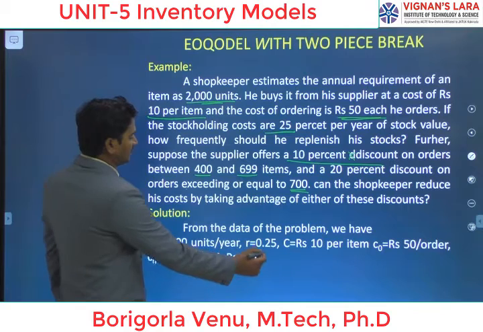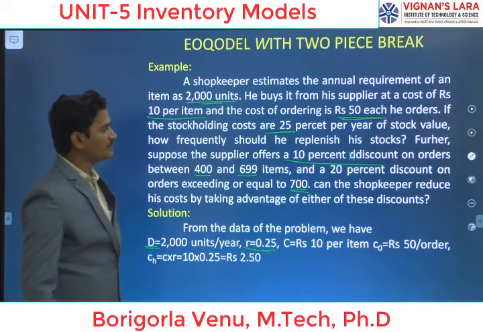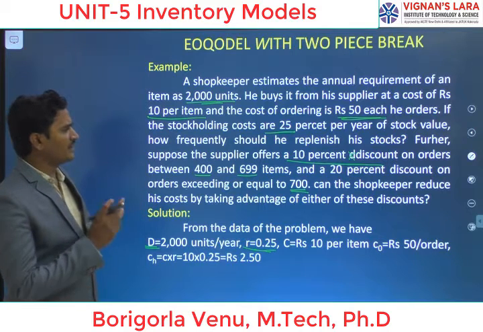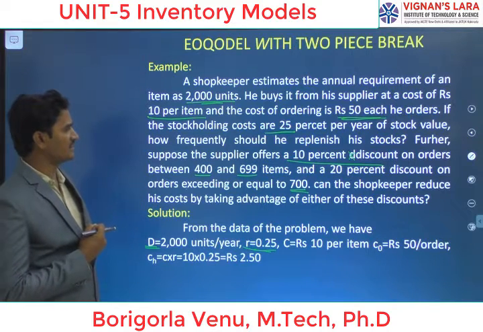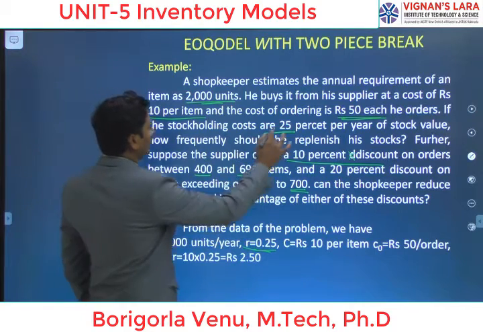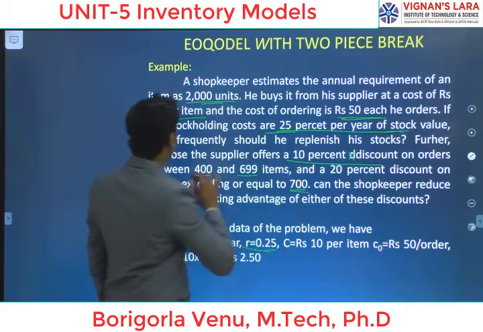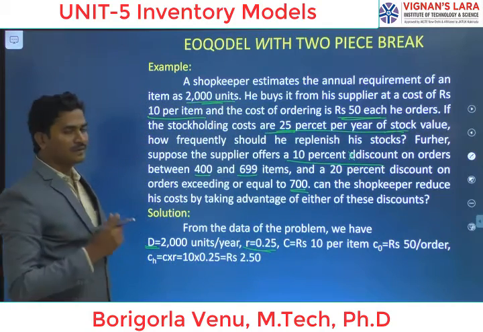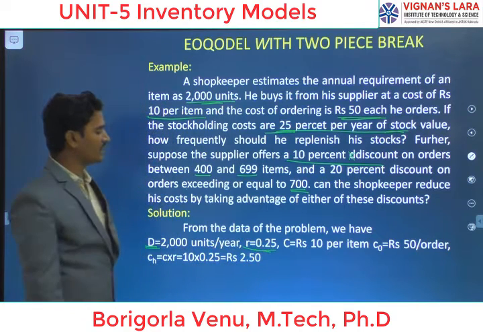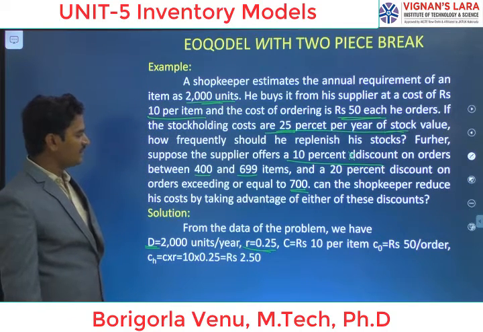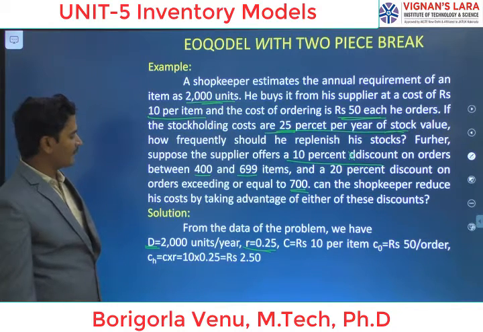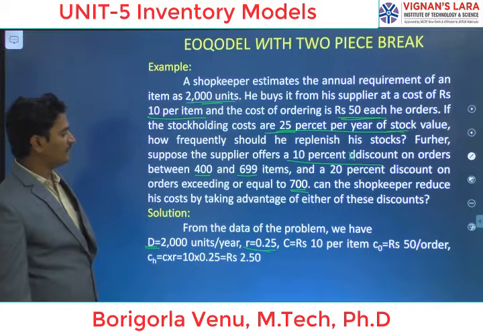Okay, after that he is going to consider the supplier discount factor. Here the stock holding cost is 25% per year of stock value. Here the stock holding percentage is 25%, or 0.25. Next, the C value. Here C is equal to 10 rupees per item. Here suppose the supplier offers a 10% discount on orders between 400 to 699.